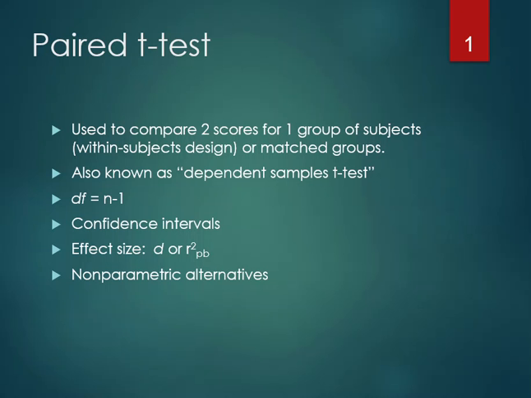We're going to talk about confidence intervals, how to calculate them. We have effect sizes, we have Cohen's d and R squared. R squared is calculated the same as we had in the independent t-test. And then we will talk about the non-parametric alternative.